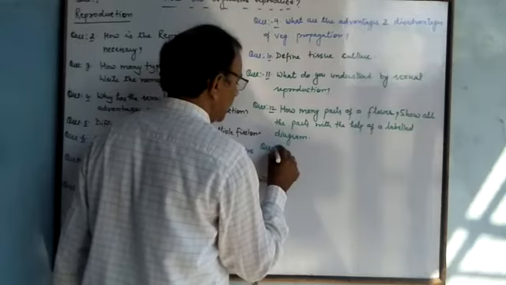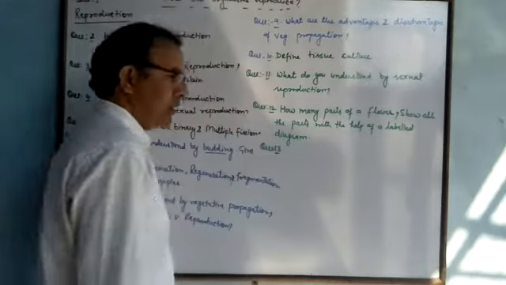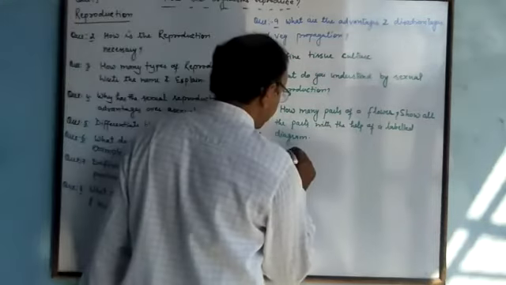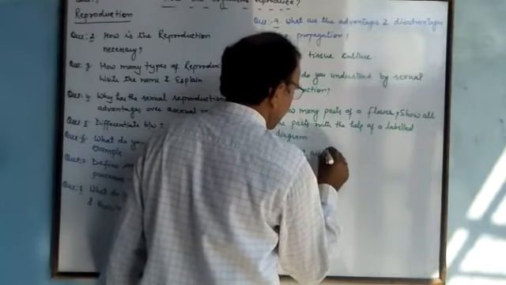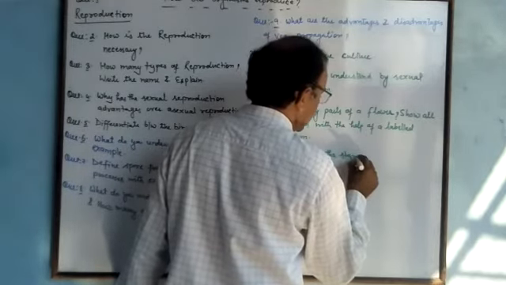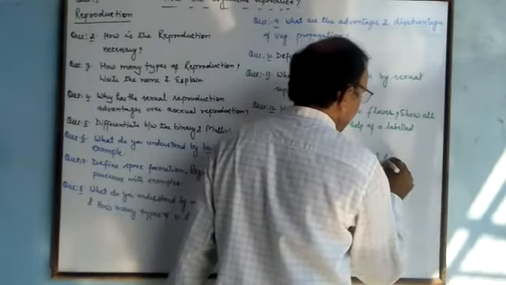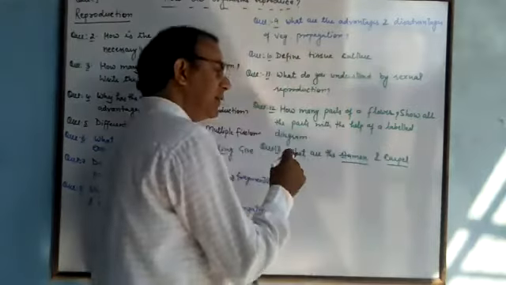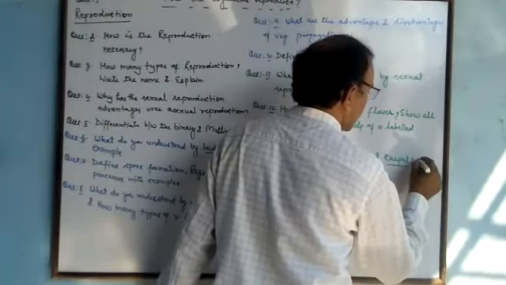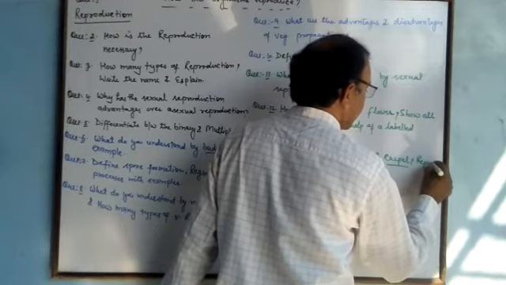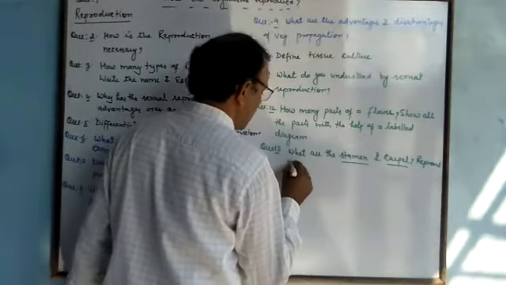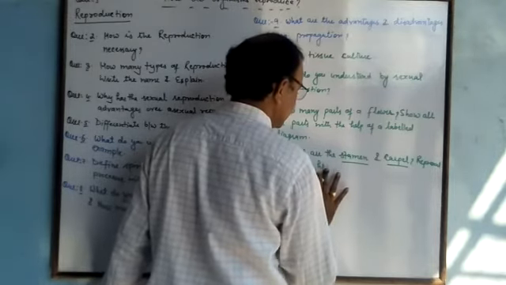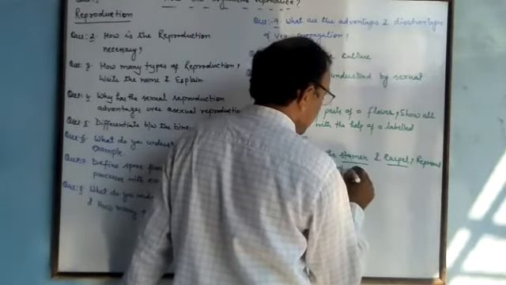Question number 13 is, what are the stamen and carpel? Also represent with the help of a diagram.